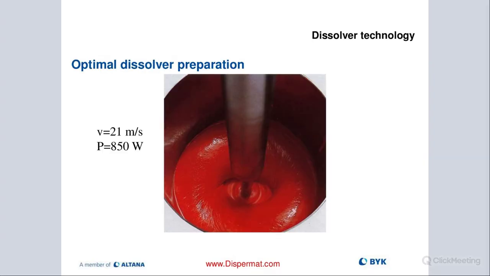Okay, so here is a real life example. We're running at an optimum speed of 21 meters per second. We're putting in 850 watts of energy, and we are looking at a really beautiful donut. Really good. Speed is good. Donut is there. We're putting in a good amount of energy. We are definitely processing the material. Usually within 15 to 30 minutes, we would have reached our goal of the optimum particle size prior to milling.